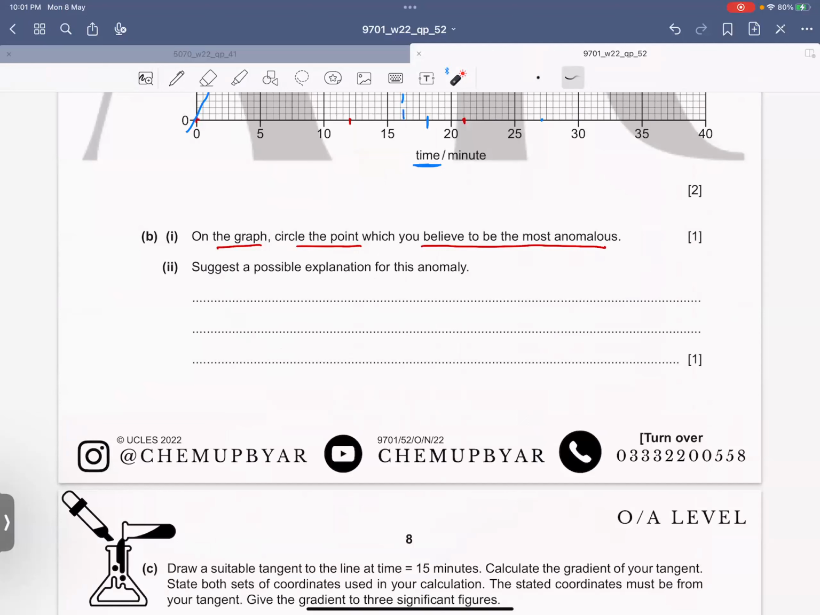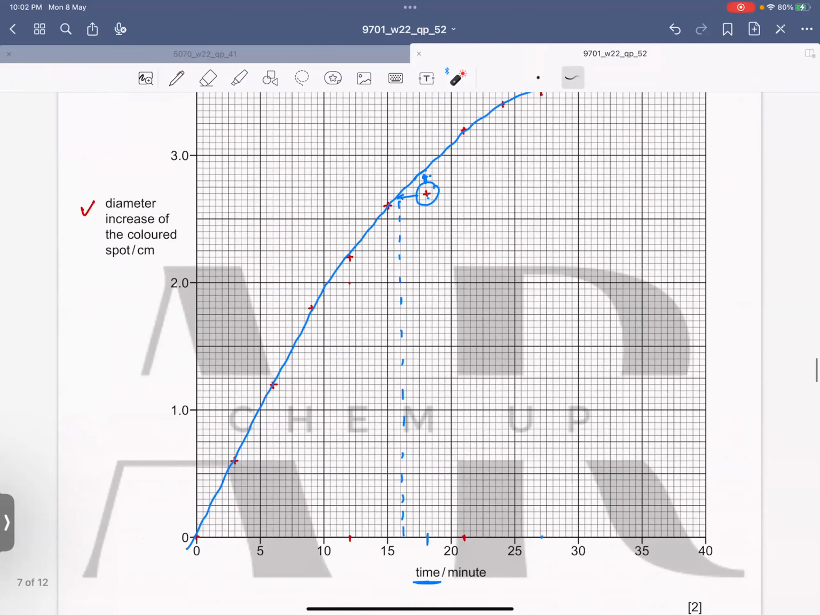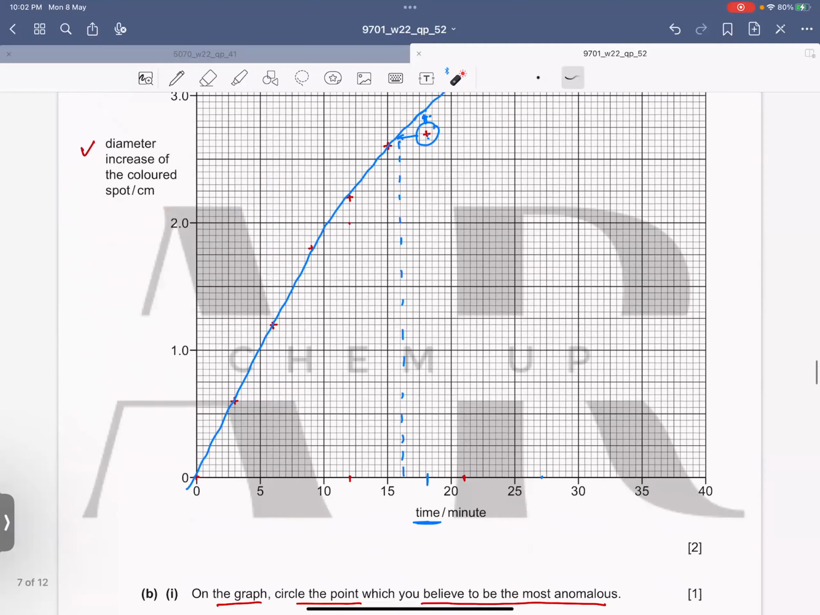Ravi, can you repeat again? The actual time is less than the one we recorded. Yes. But there can be another aspect. Diameter increase, we are taking the change. Okay, yeah, we can write that.